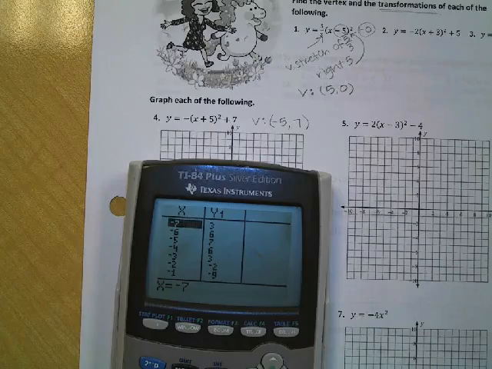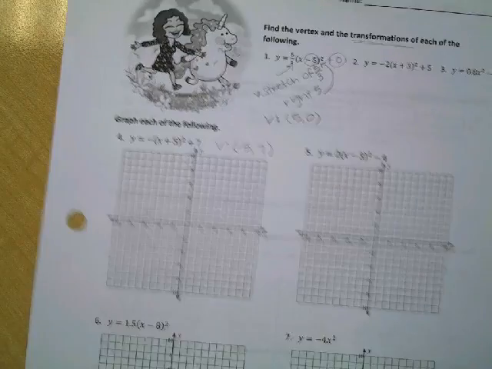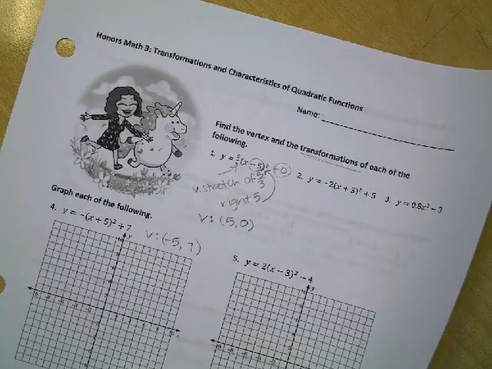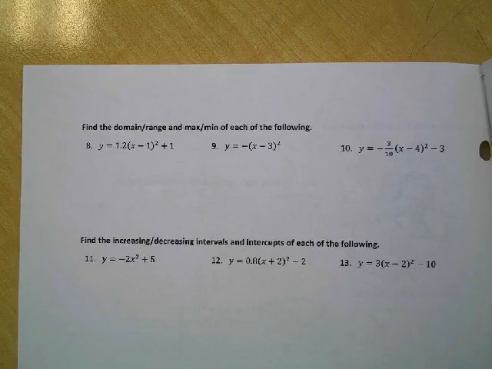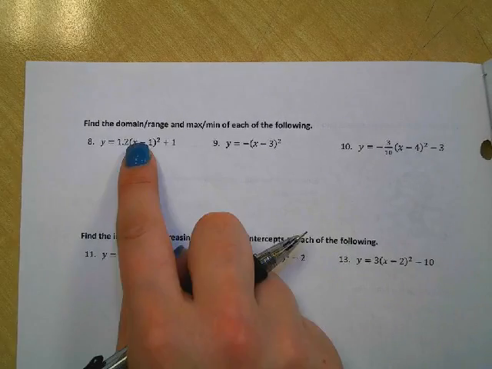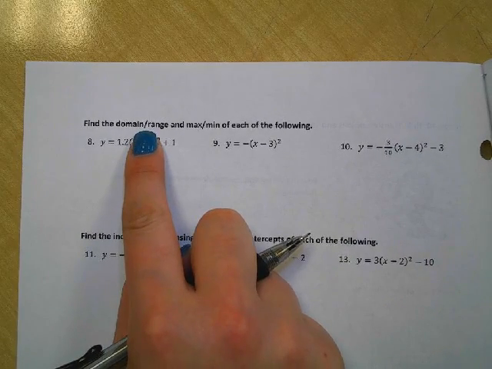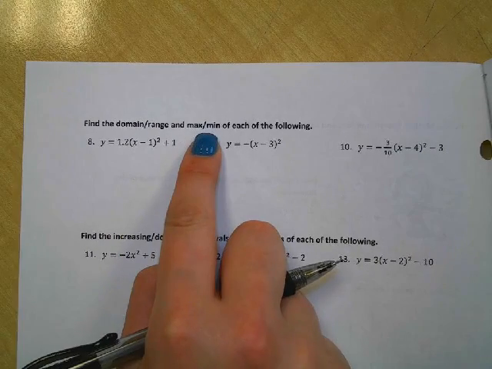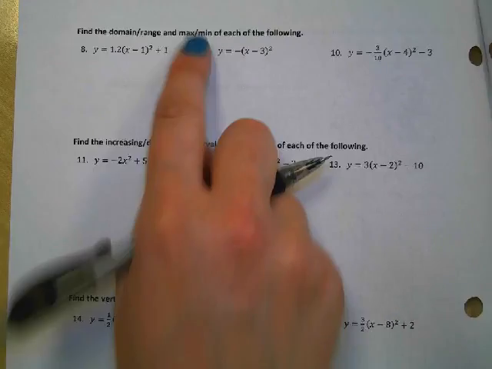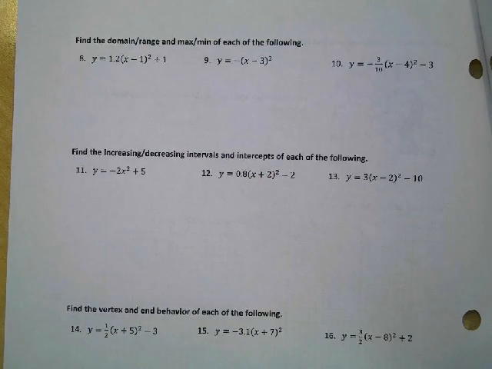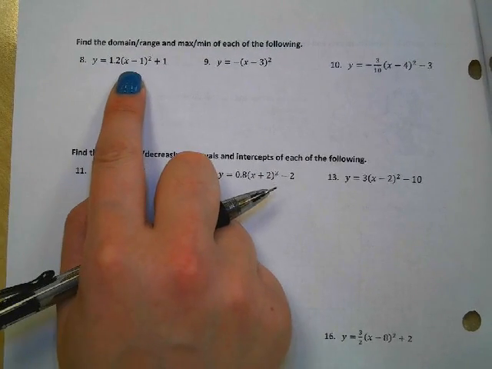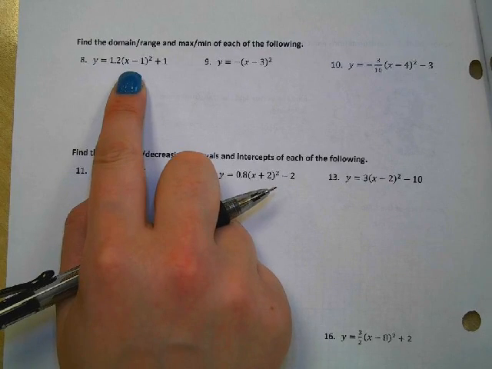You got it? Answer keys on the board already, so you're welcome to check that as you go. On the next couple pages, just pay attention to the instructions because I don't ask you to do everything for each problem. Like the first section only wants domain and range and max and min. That's all it wants, okay? Increasing and decreasing and intercept. So it only wants a couple things.